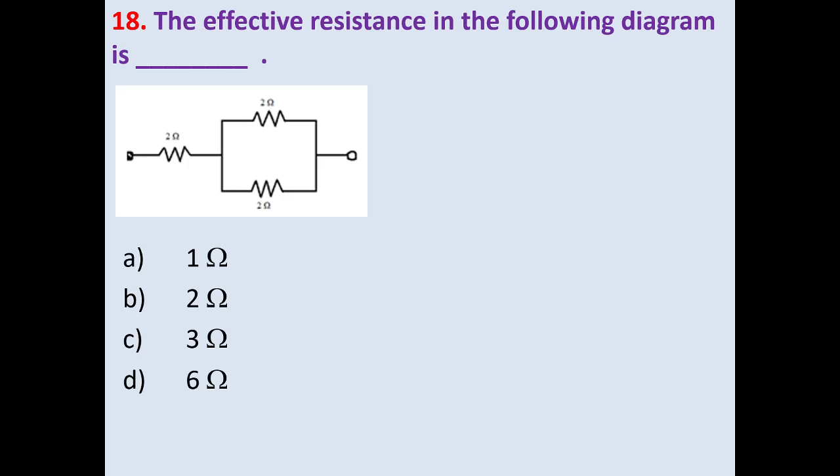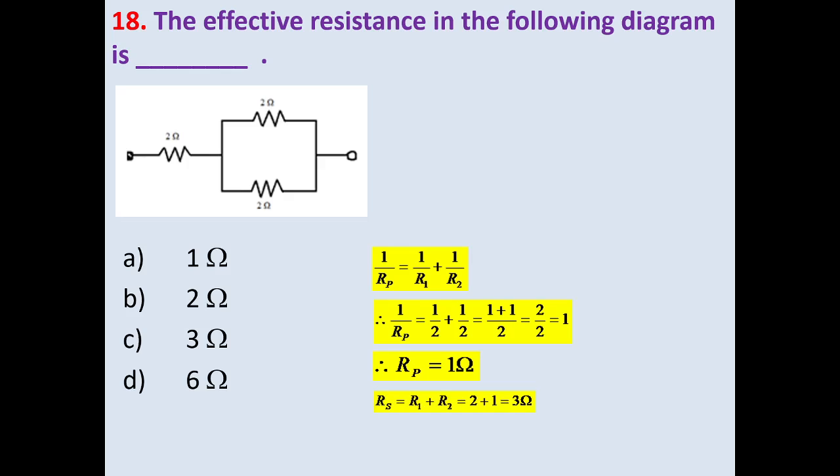The effective resistance in the following diagram is. Now here we can say that two resistances of 2 ohm and 2 ohm, they are connected in parallel, and this parallel combination is in series with a resistance of 2 ohm. So we will first find out the equivalent resistance of parallel combination using 1 upon Rp is equal to 1 upon R1 plus 1 upon R2. R1 and R2, these are 2 ohm each. Substituting the values, we will get Rp as 1 ohm. Now this 1 ohm and 2 ohm, these are connected in series. So total resistance becomes Rs is equal to R1 plus R2, that is 3 ohm.